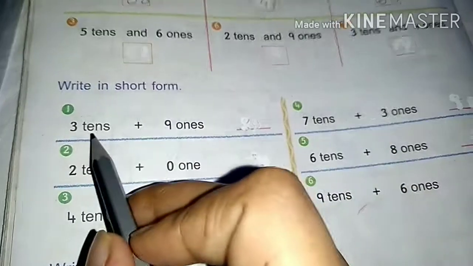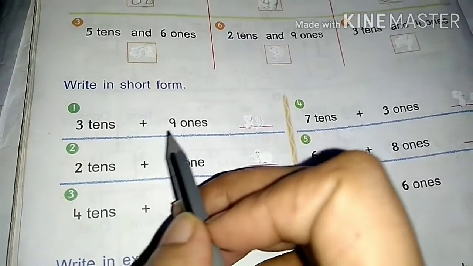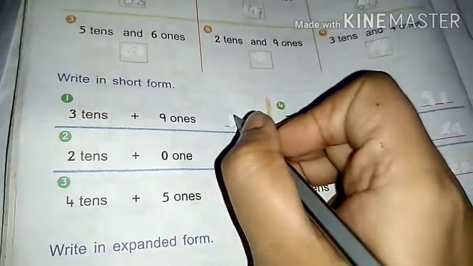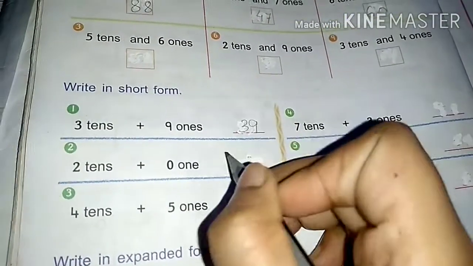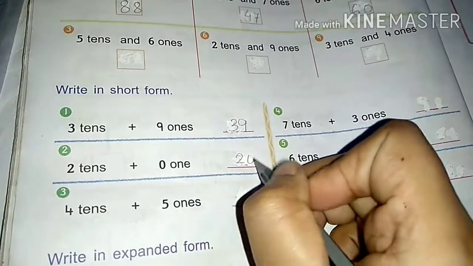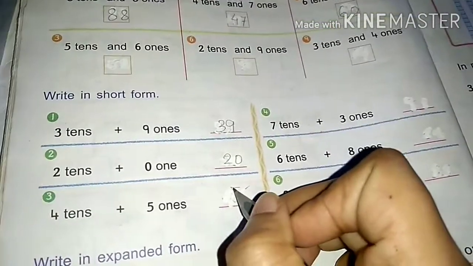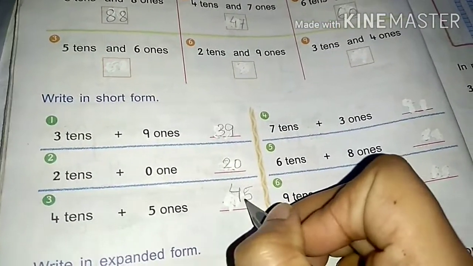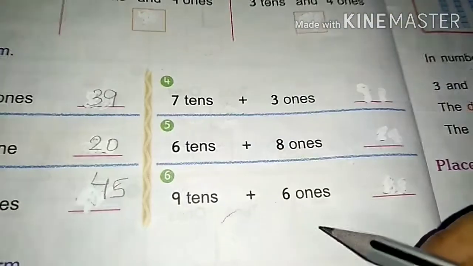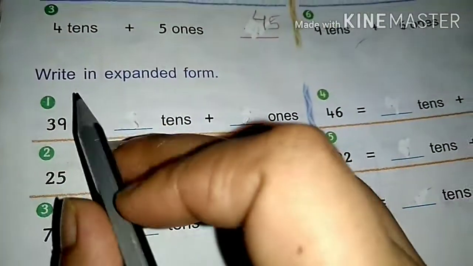Next question is write in short form. Here you have to write this in short form. 3 tens plus 9 ones. How will we write it together? 39. It is also very easy. 2 tens and 0 ones, 20. 4 tens and 5 ones, 45. So like this you have to write. This one is your homework. Do it by yourself.